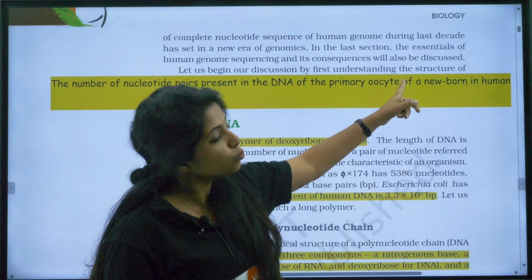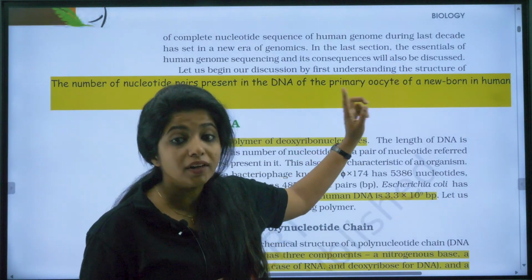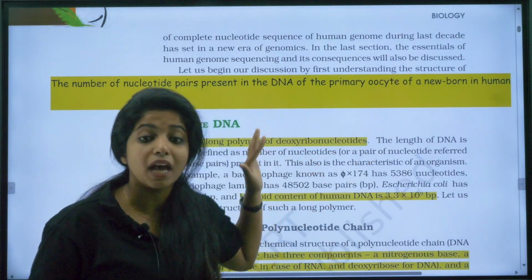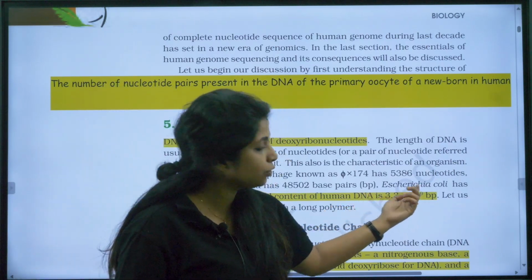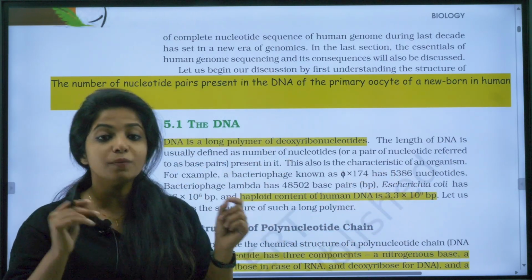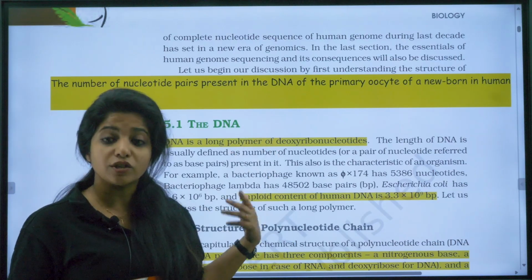So here primary oocyte is being mentioned. That means you're talking about gametes, and gametes, as I said, will have half the amount of DNA. So it will be 3.3 into 10 to the power 9 base pairs. So you should be knowing these small things. This is how questions could be framed.